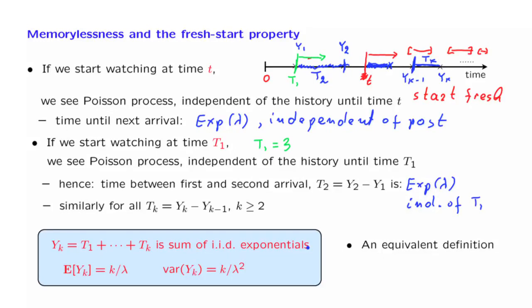And a final implication, which is a little more practical. If you want to simulate the Poisson process, how would you do it? Given what we now know, the most natural way is the following.